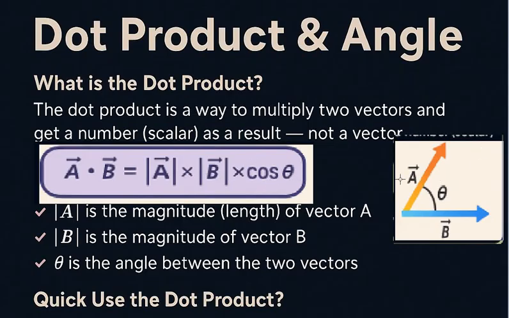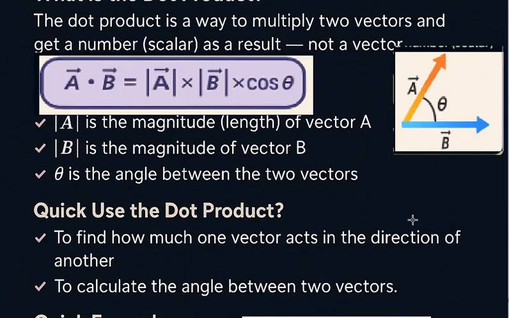You see that vector a is here and vector b, and the angle between them is theta. So a is the magnitude, the length of vector a, and b is the magnitude of vector b. Theta is the angle between them. This is called the dot product. Now how do we use it? Take a quick example to find how much one vector acts in the direction of another.